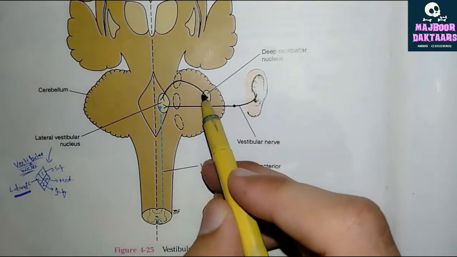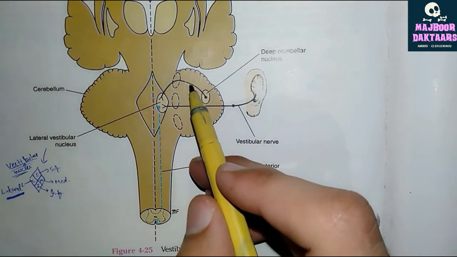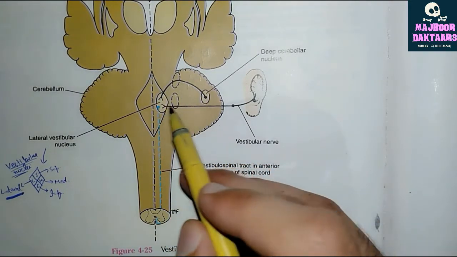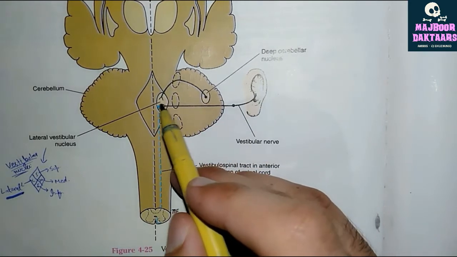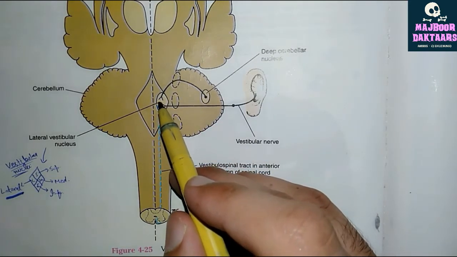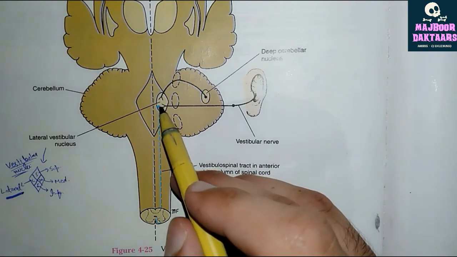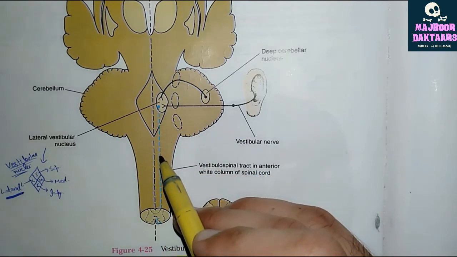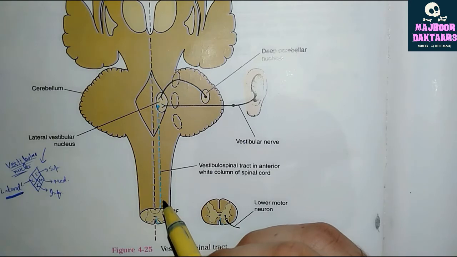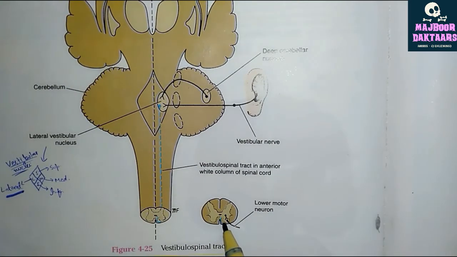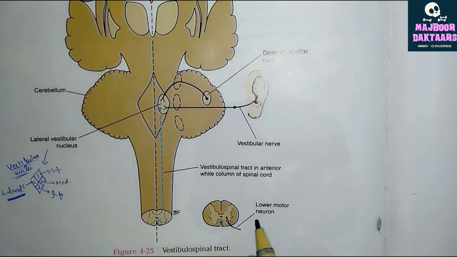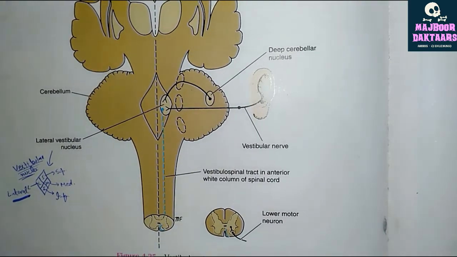Here the branch from the ear is shown, denoting the vestibular nerve, and the branch from the cerebellum. So here is the vestibular nucleus. From its lateral part, the vestibulospinal tract descends through the anterior white column and then synapses at the anterior gray horn column of the spinal cord with the interneuron, which then synapses with the lower motor neurons.